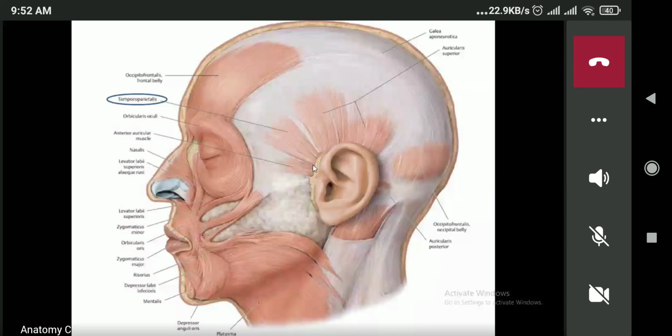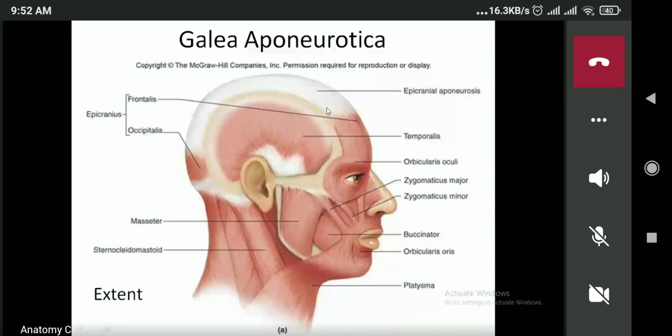Then let's talk in some detail about the Galea aponeurotica. As we have seen here, this Galea aponeurotica is the aponeurosis which connects the frontal belly and occipital belly of the occipitofrontalis muscle. Okay, or it intervenes between the frontal and occipital belly of occipitofrontalis.